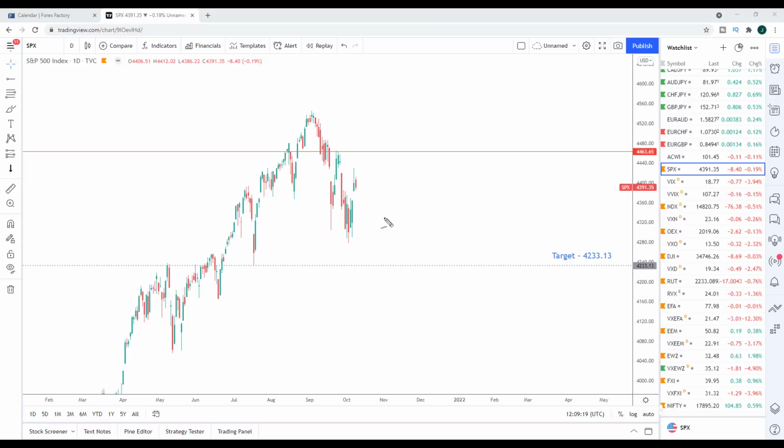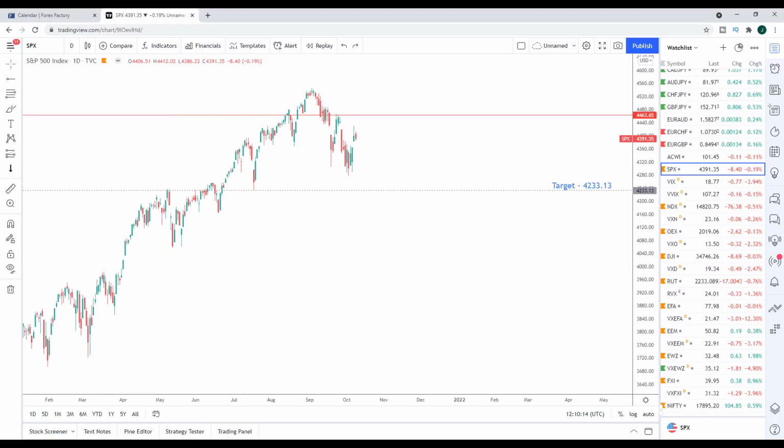The next key area of support to the downside is the 4233.13, and if we start to decline further in the SPX down to the 4233.13, again, this is going to provide a bearish bias on stocks within the S&P 500. Next is the Nasdaq.